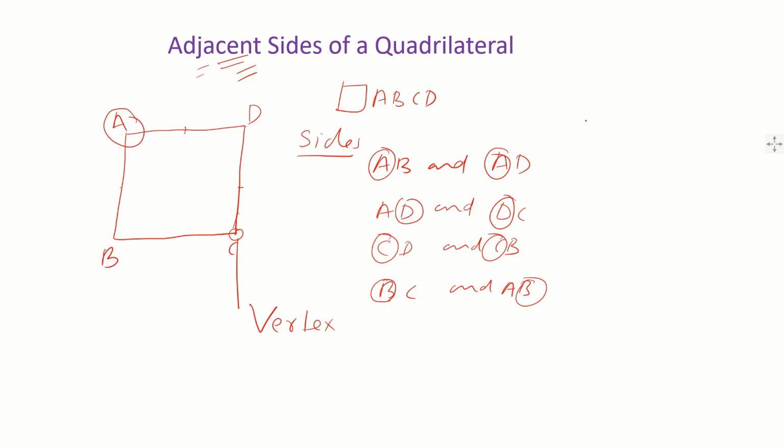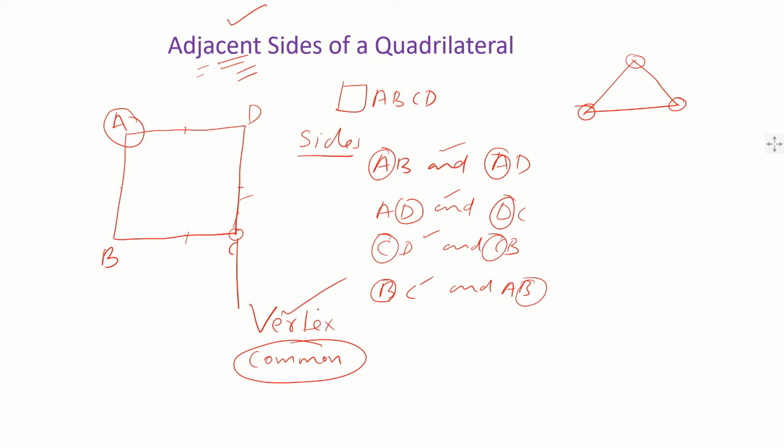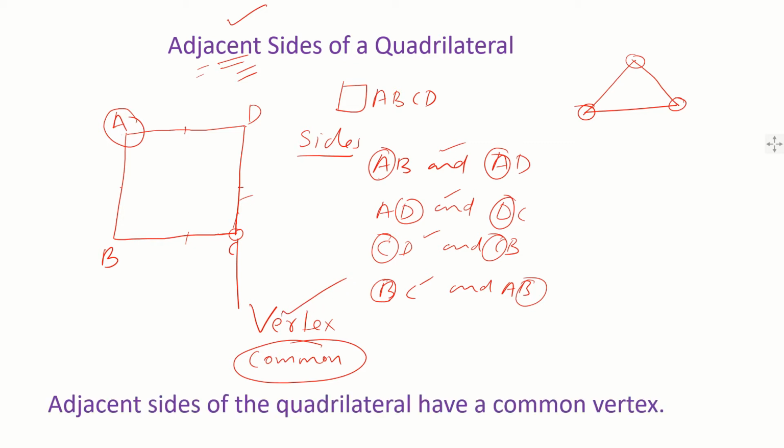In triangle also you studied, there are three vertices for a triangle. Singular is vertex. So if there is a common vertex, then we call those two sides as adjacent. That is why these pairs of sides are adjacent sides. Adjacent sides. Keep in mind. Where there will be a common vertex. Adjacent sides of the quadrilateral have a common vertex.